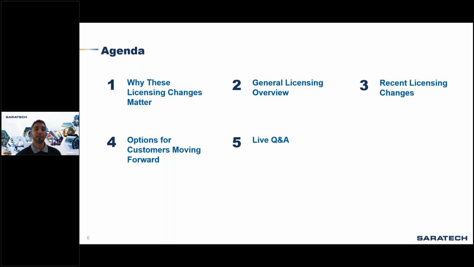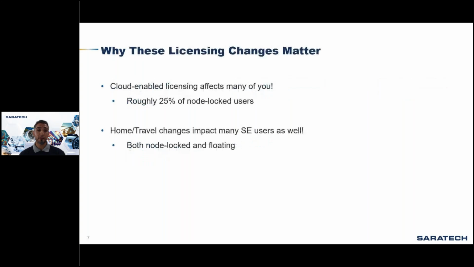So why do these licensing changes matter? Well, it affects a lot of you. Many of you are using or have been using the cloud-enabled licensing for the past few years. I believe it came out in Solid Edge 2021 or so. So several years ago, Siemens enabled this cloud-enabled licensing technology. What that meant was for anybody that had a node-locked Solid Edge license, you could toggle a little switch and it would allow you to basically sign in to the cloud, and that's how you would pull your license.